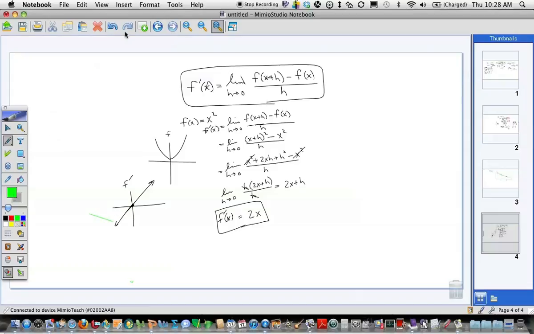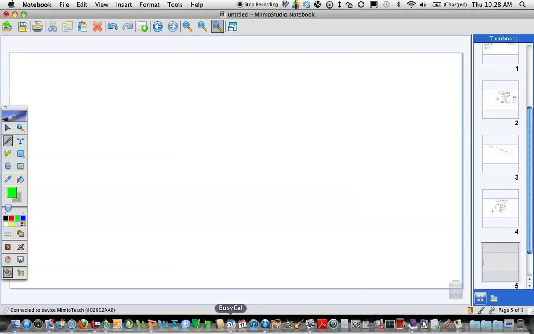Let's try another one. Hey, that's a great idea, Jacob. Let's do that. The guy's being disconnected from the mothership. All right.